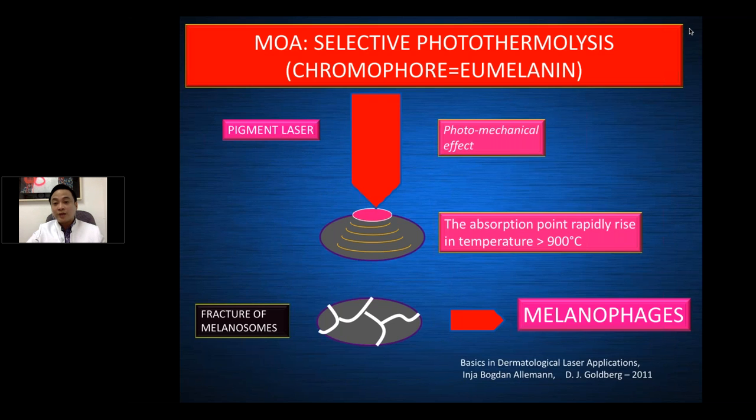Just to show you the mechanism of action of all the pigment lasers, the mechanism of action is always selective photothermolysis. And our target chromophore is eumelanin. The pigment laser exerts a photomechanical effect, and there is a rapid rise in temperature, a very high, more than 900 degrees Celsius. It causes fracture of the melanosomes, and eventually these fragments are eaten up by melanophages, and it is cleared out in our system.